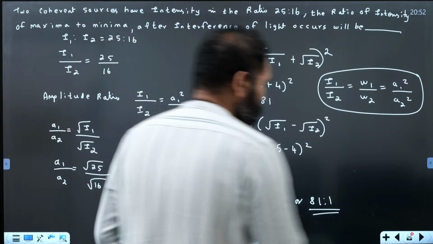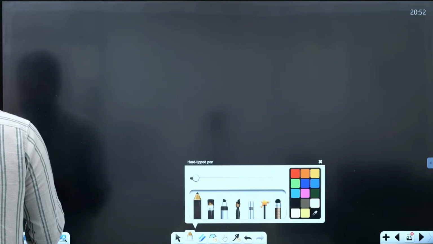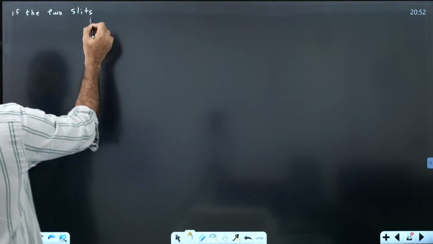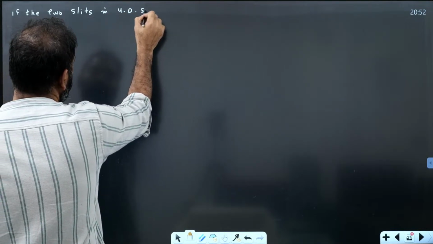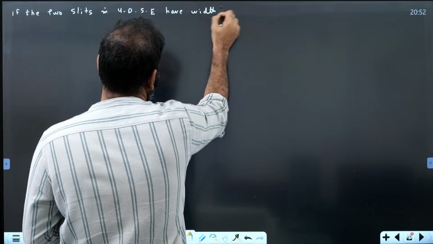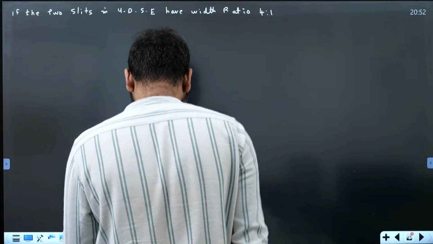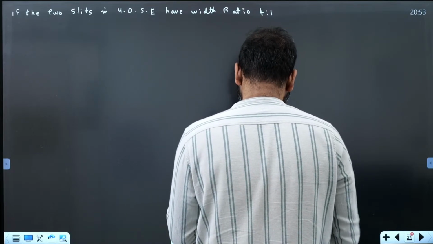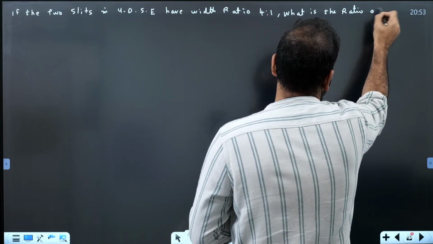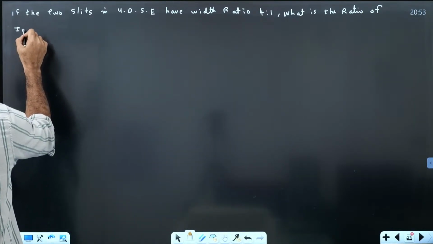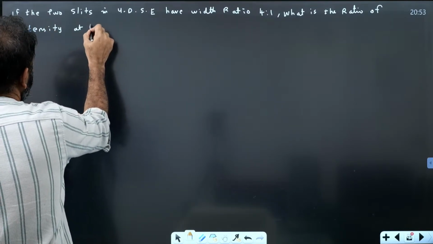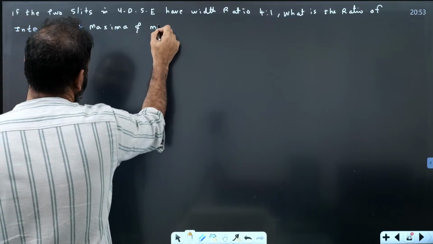Next question. If the two slits in YDSE have width ratio 4:1, what is the ratio of intensity at maxima and minima?